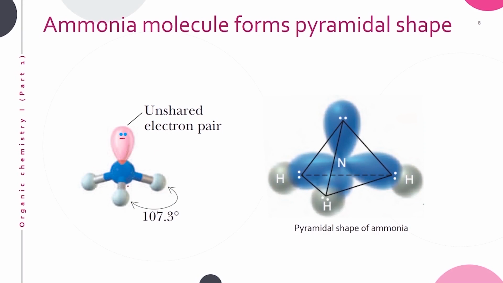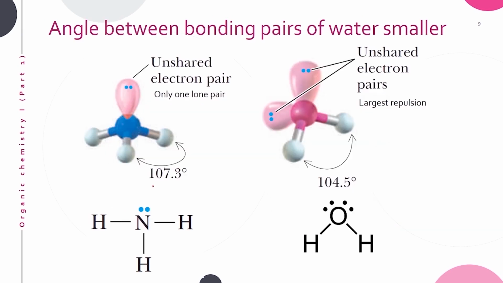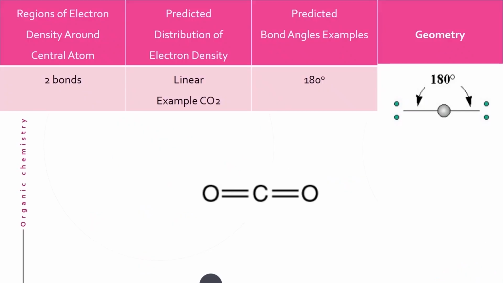The distortion due to the repulsion between the lone pair and the bonding electrons is maximum, leaving the angle between the 3 bonding pairs smaller than 109.5. Notice the bond angle HNH is equal to 107.3, which is larger than the bond angle HOH of water. The reason is that the repulsion between the 2 lone pairs of water is largest, which squeezes the HOH angle, making it smaller. Let's look at this table together.